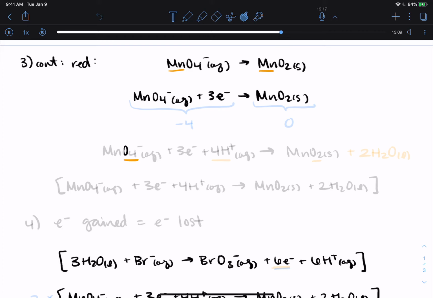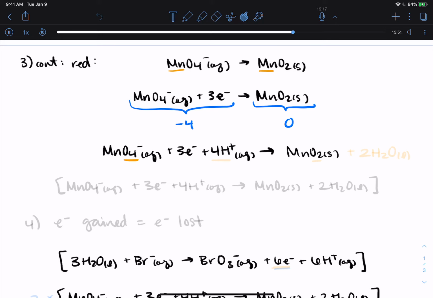So on the left, I've got -4 for my net charges. And on the right, that's just a neutral molecule. So I've got 0. So I need to add my H pluses to the left, and I need to add 4 of them. So I'm going to go ahead and rewrite this since we keep adding things to the left-hand side. Plus 3 electrons, plus 4 H plus, turning into MnO2.